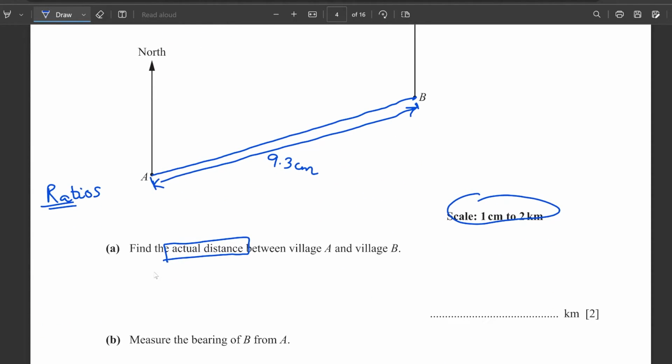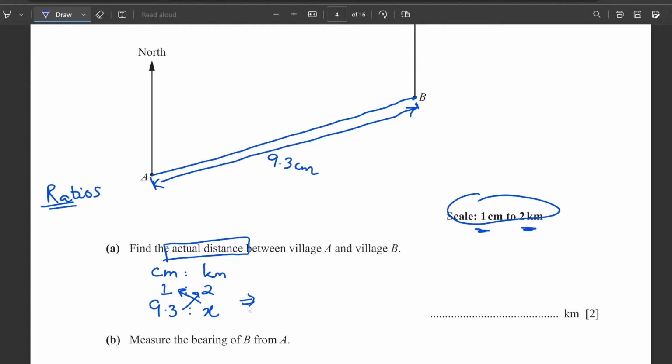What you have to do, the two quantities that you're comparing, you have to first write them, like we're comparing centimeters with kilometers over here. All right, then we know that 1 centimeter is equivalent to 2 kilometers. Right here it's written 1 centimeter is equivalent to 2 kilometers. Then the distance that we measured, which is 9.3 centimeters, you will place over here. And then in the kilometer area, you will add your unknown value x. Now don't get confused by what is x. X is just an unknown value. Cross multiply these.